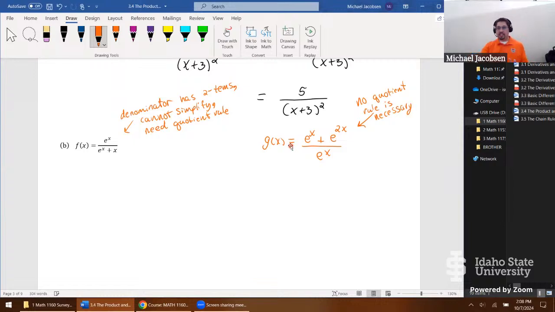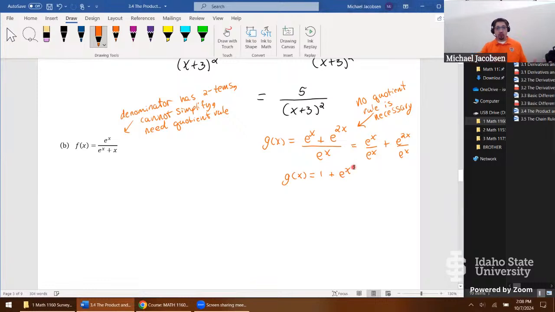So let's differentiate g of x. First, we would write it out this way: e to the x divided by e to the x plus e to the 2x divided by e to the x. Here we're using ordinary equality, meaning we haven't actually differentiated yet. We're just simplifying the function. On the next step, g of x is equal to 1 plus, when we go to divide over here, we just subtract the exponents. So take the 2x minus x, and you just get e to the x.